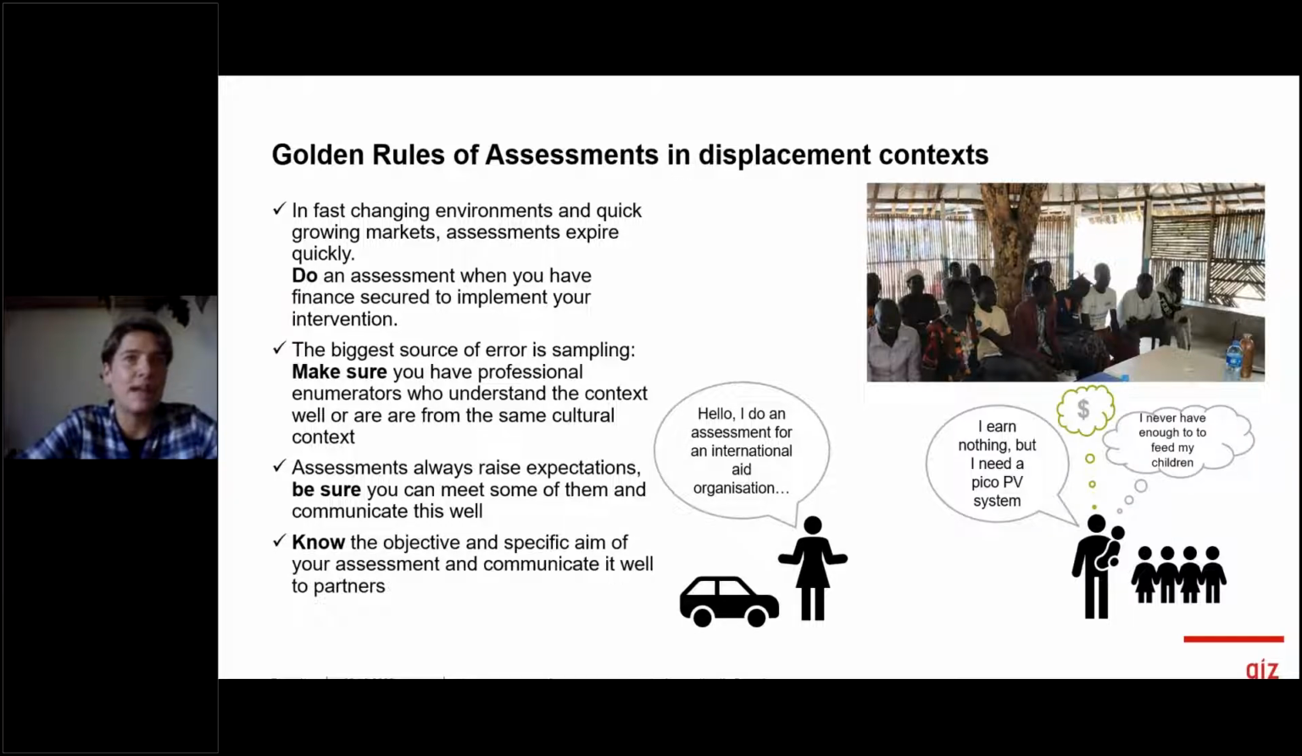As Owen already rightfully said, we are talking here about people in crisis, people who are usually very poor and who are fighting for their existence. That's something to be considered, and there are some other specific things that you need to consider when doing assessments in displacement settings. One, especially on markets, is we are moving here in very fast-changing environments and very quickly growing markets. So do your assessment timely before intervention. It doesn't make sense to do an assessment and then years after you have the finance for that, because then the assessment is already expired, you can no longer use the data, and you need to redo it again.